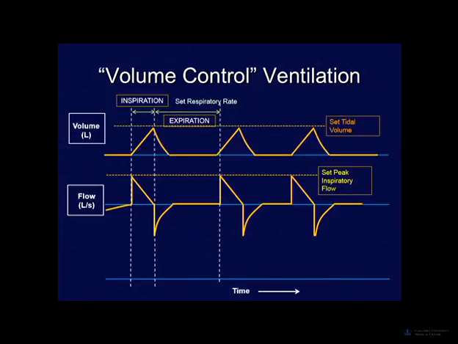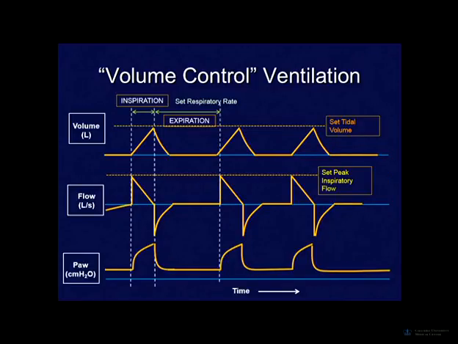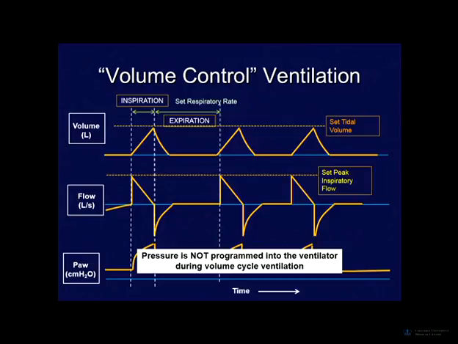How much volume you give is set by the ventilator, set by you. So you're setting a tidal volume. That tidal volume is in conjunction with how fast you want to give it. So you're setting both parameters: what you want to give and how fast you want to deliver it. The airway pressures are dictated not by you, but by the patient. In volume cycle ventilation, you set the flow, how fast it goes in, you set how much volume is going in with each breath, you set how often you want to deliver those breaths, but the pressure is dictated by the patient's airways and lungs.